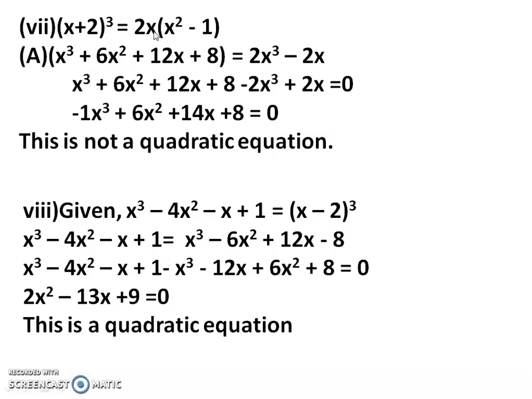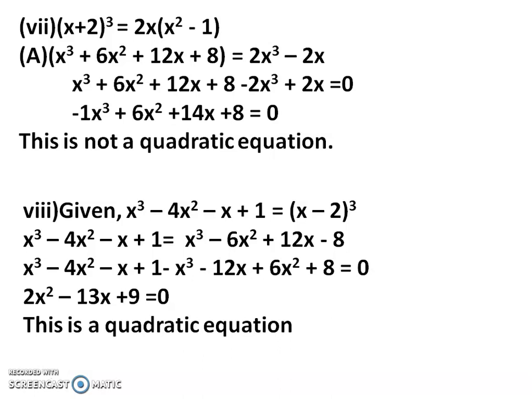Here, just multiplication. 2x into x square is 2x cube. 2x into minus 1 is minus 2x. Simplifying, you will get finally minus 1x cube plus 6x square plus 14x plus 8 equal to 0. Here, which is the largest degree? You can see the largest degree here is 3. Is this a quadratic equation? No, because the highest degree is 3.